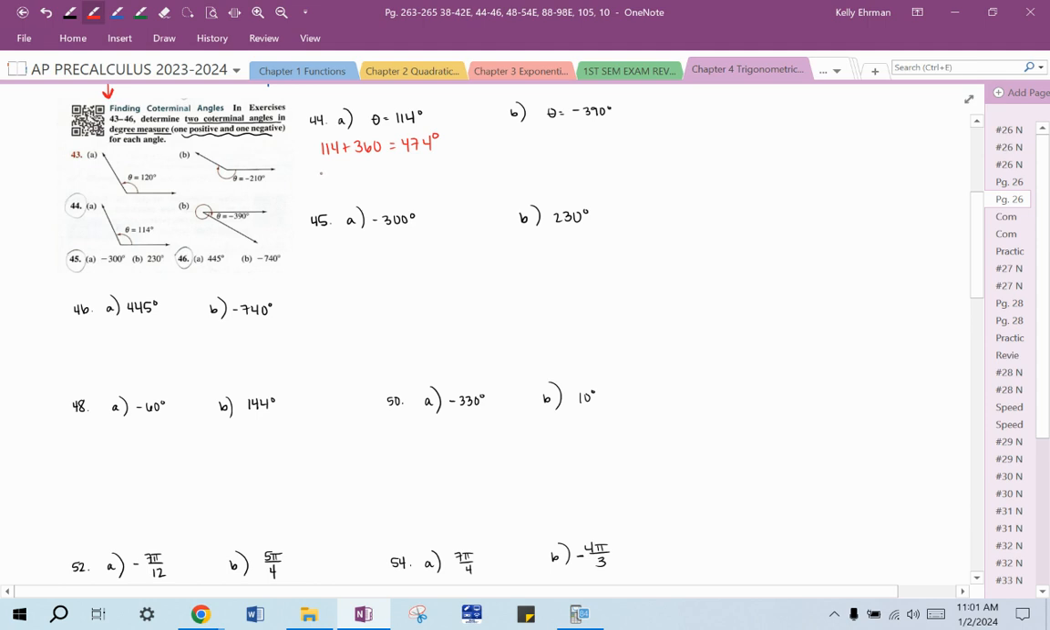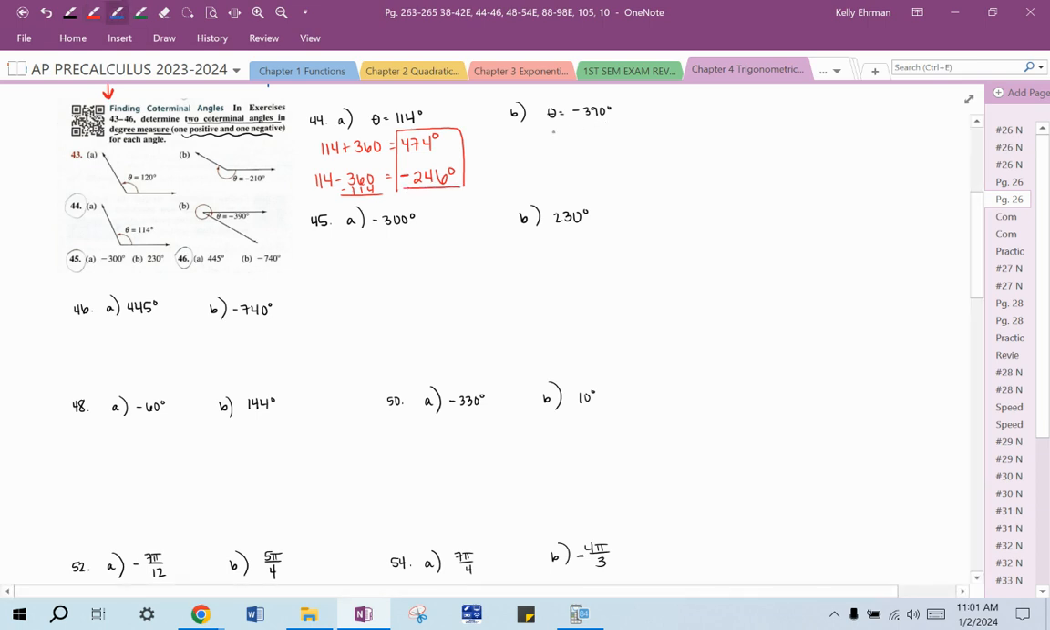And then I can subtract 360. This is a negative, so let's see. I like to line these up here. 60 minus 14 is what? 46. So 246. So there's one positive and one negative coterminal angle.